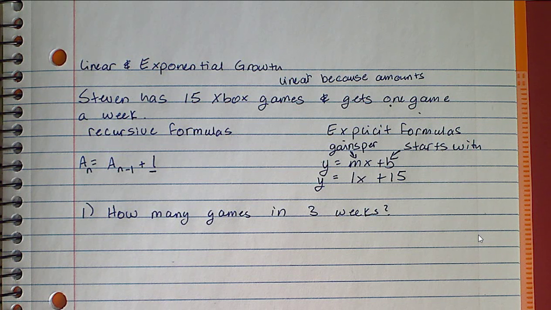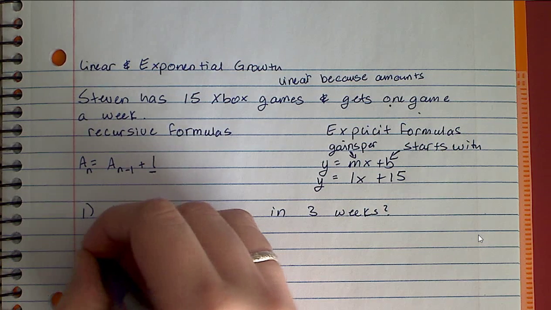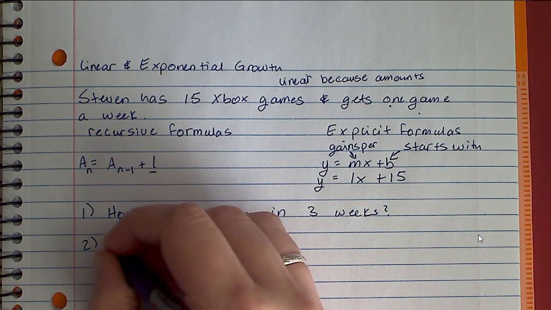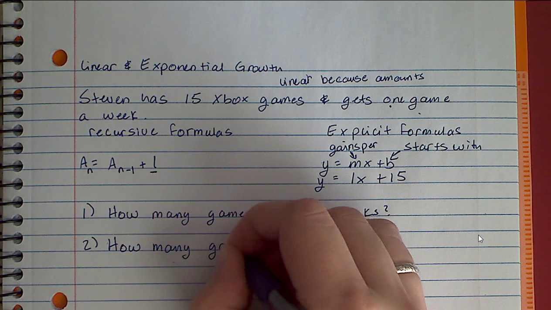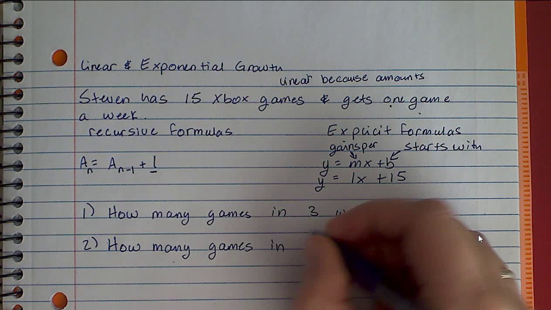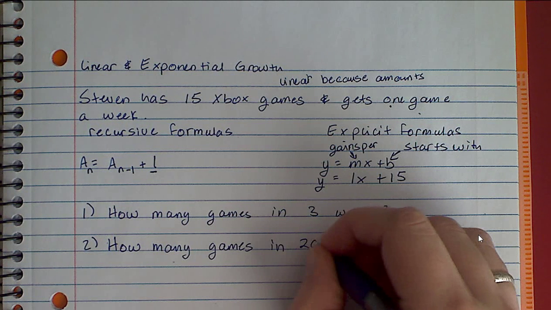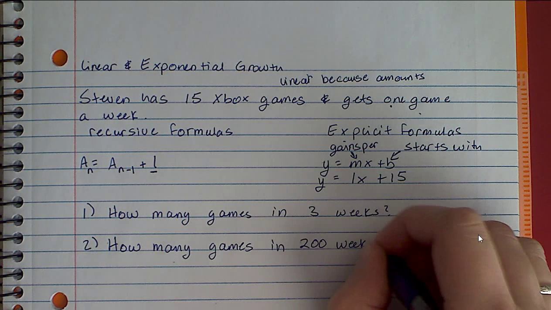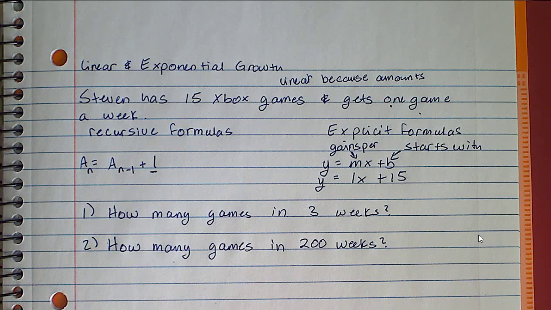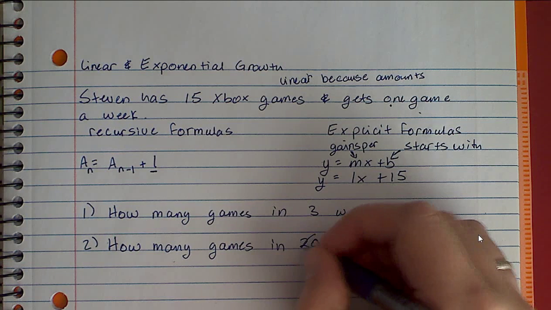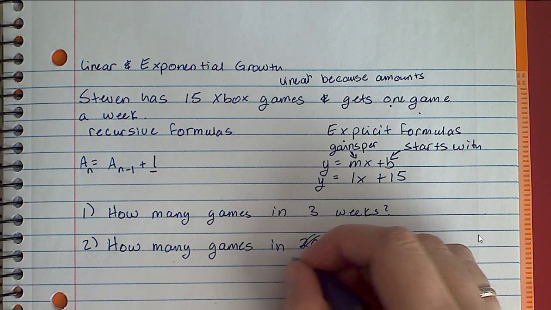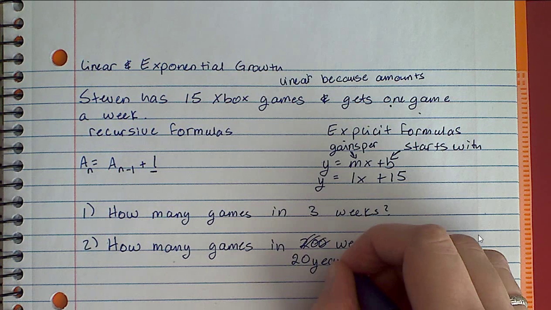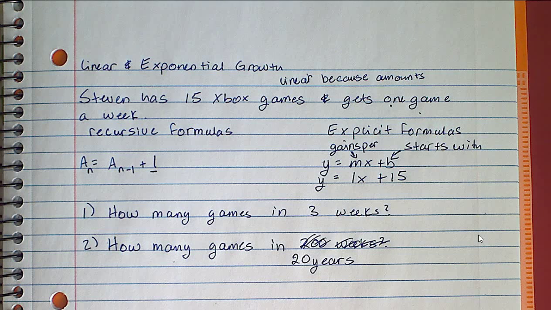All right. Now, will you be able to do it in your head every time? No. Because I'm going to ask the next question: how many games in 200 weeks? Okay. Let's go further. Let's do 20 years. Fair enough. So 52 times 20 plus 15.